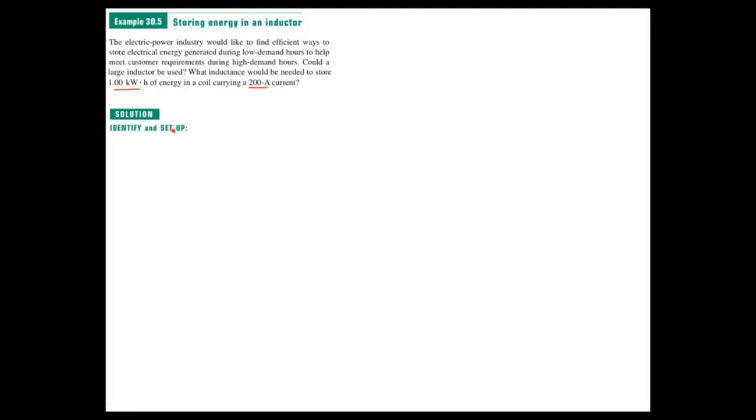So the potential energy of the inductor is given by equation 30.9, which states that the potential energy is 1/2 times the inductance times the current squared through the inductor. And our target variable in this problem is in fact the inductance. So the first thing we're going to do is calculate how many joules of energy are in 1 kilowatt hour.